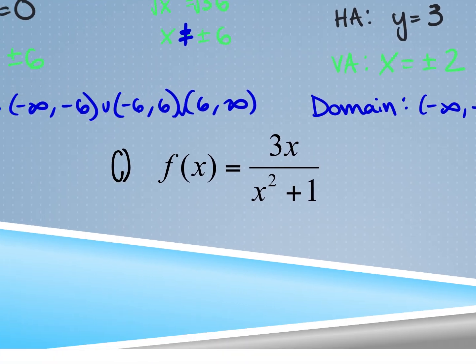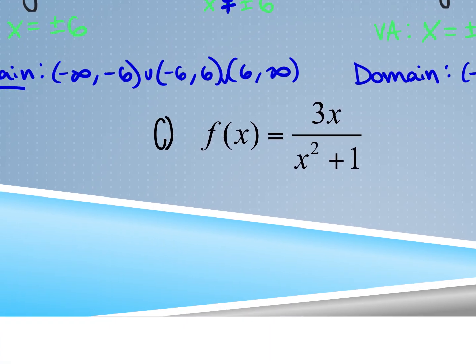All right, let's look at C. So let's start with our horizontal asymptote. For the horizontal asymptote, we look at the degrees. When the degree on top is less than the degree in the denominator, what's our horizontal asymptote? Just 0? y equals 0.